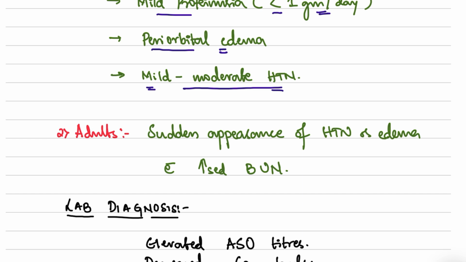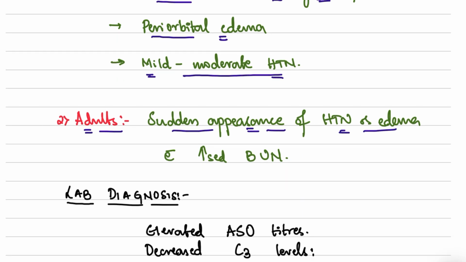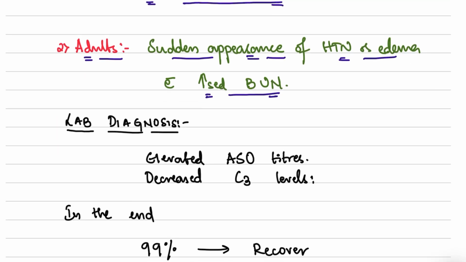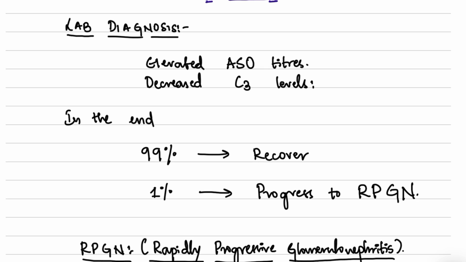When it comes to adults, when adults suffer with nephritic syndrome, there is sudden appearance of hypertension along with edema, and there is also a reduced incidence of nephritic syndrome in adults. In adults, we can see sudden appearance of hypertension and edema with or without increased blood urea nitrogen, that is azotemia. So generally, the classic lab finding that we see in the lab diagnosis is elevated ASO titers. What is ASO? Anti-streptolysin O titers.